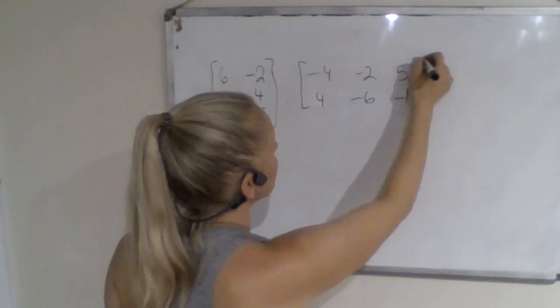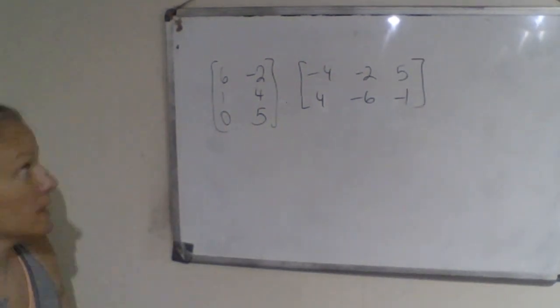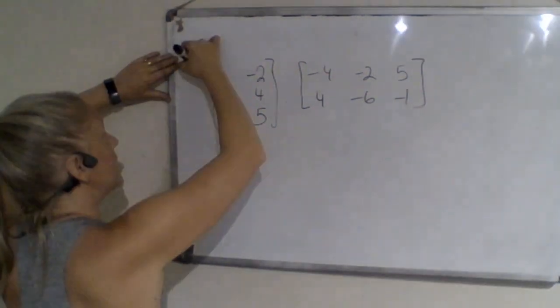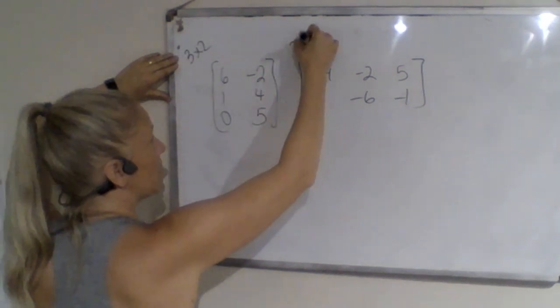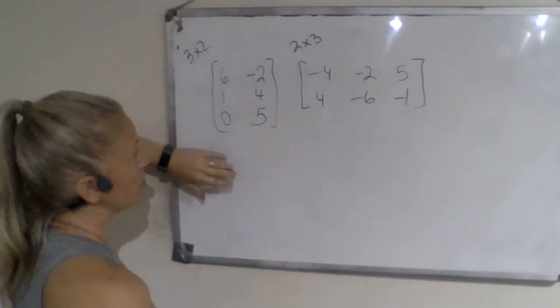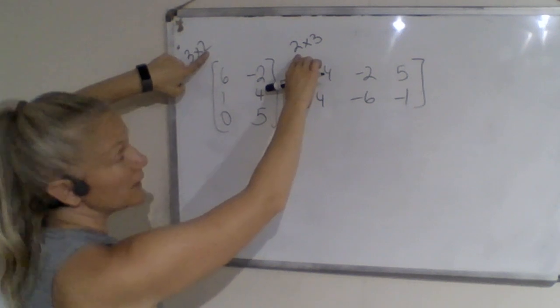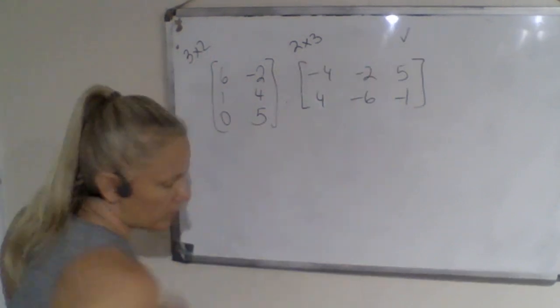negative 1. First things first, I want to make sure I can multiply this. This is a 3 by 2. This is a 2 by 3, correct? I know this for a fact. Does this one equal this one? Yes, it does. We can multiply them. How do we do this?